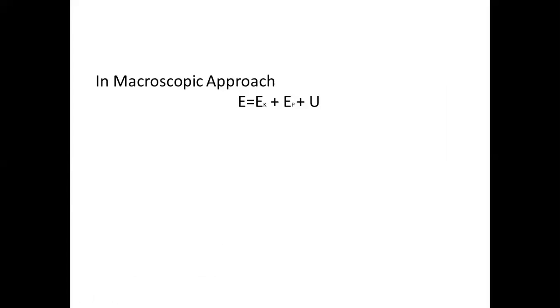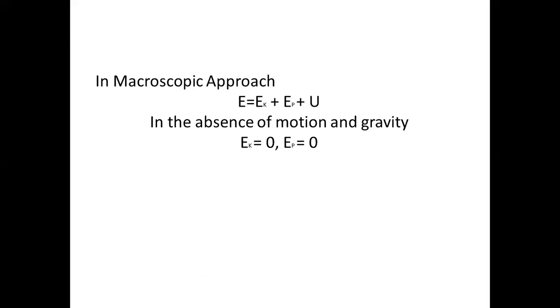So in a macroscopic approach, energy E is nothing but kinetic energy plus potential energy plus internal energy. U is internal energy and its units are joules. So in the absence of motion and gravity, the kinetic energy will be zero and the potential energy will be zero. So the energy will be equal to the internal energy.